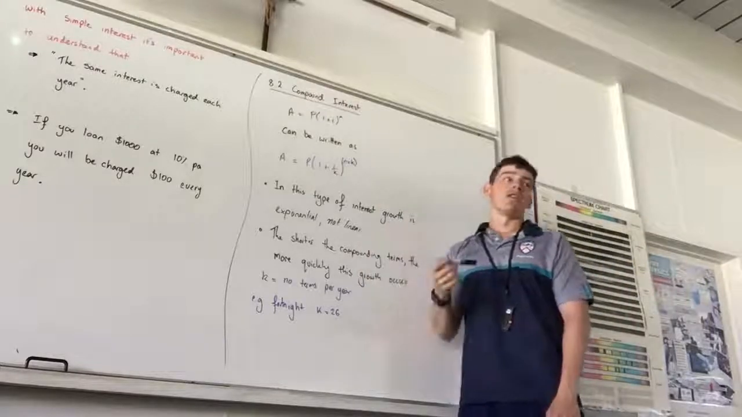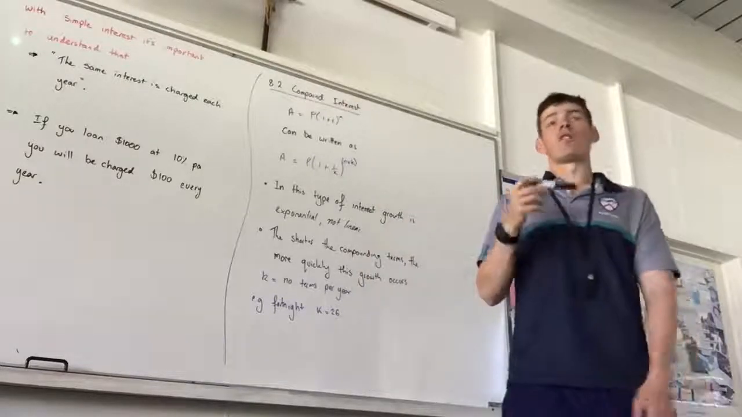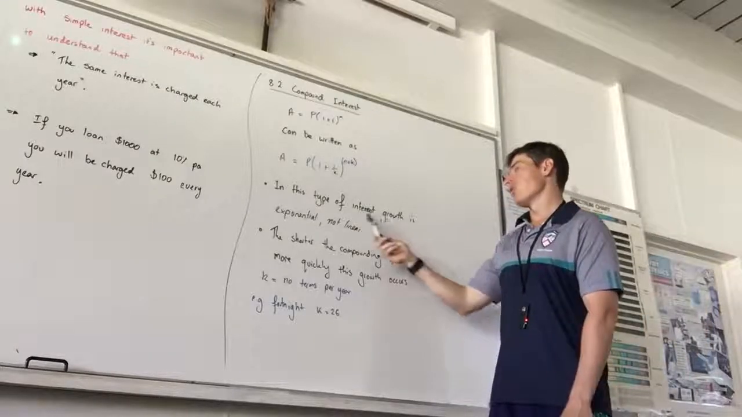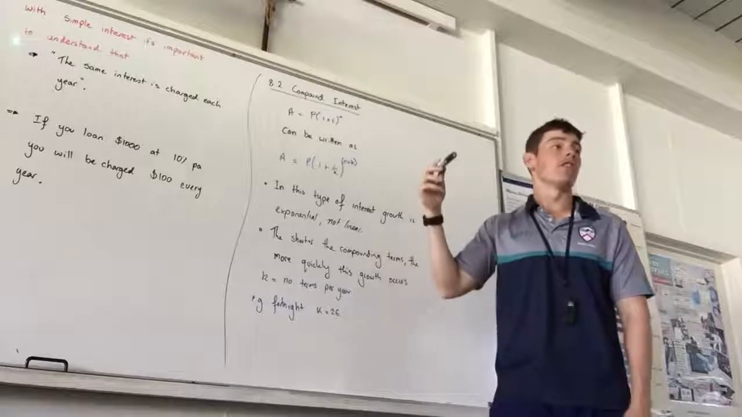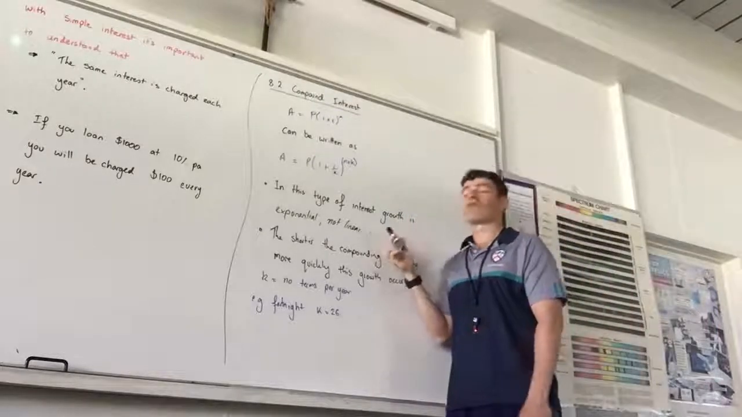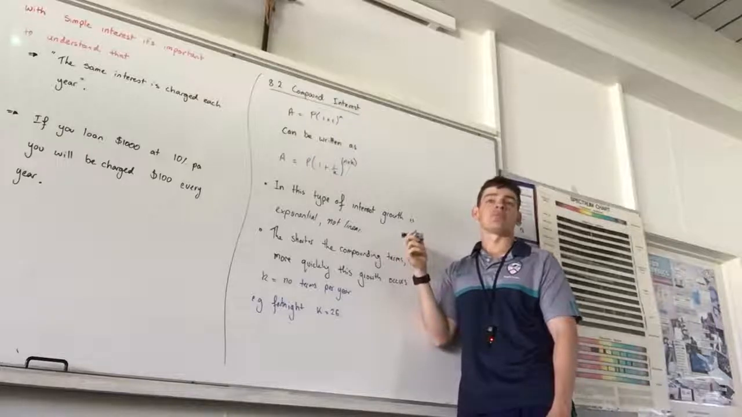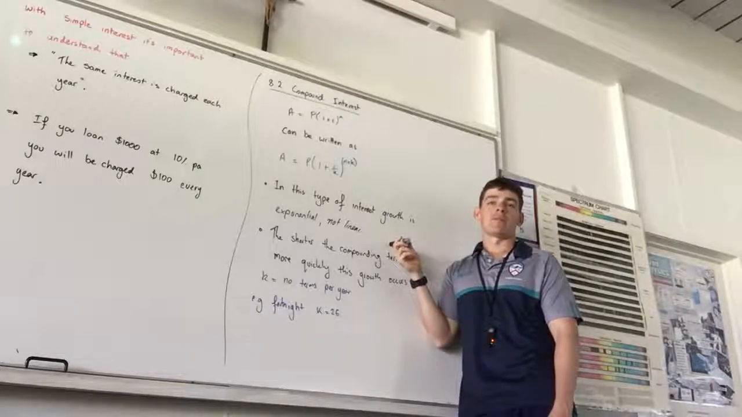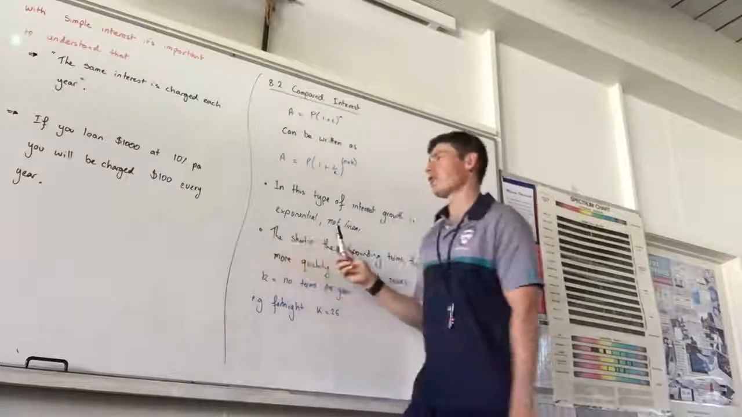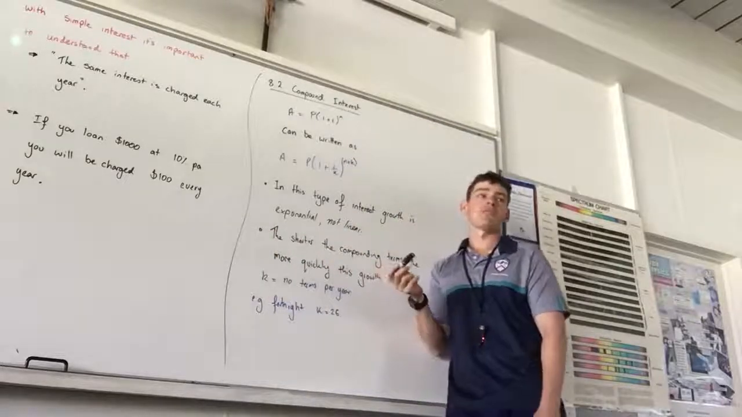In this type of interest, growth is exponential. So your interest grows over time, and it takes interest off what is in the account at the point in time. Happy with that? So the difference between simple and compounding interest is in our $1,000, 10%.